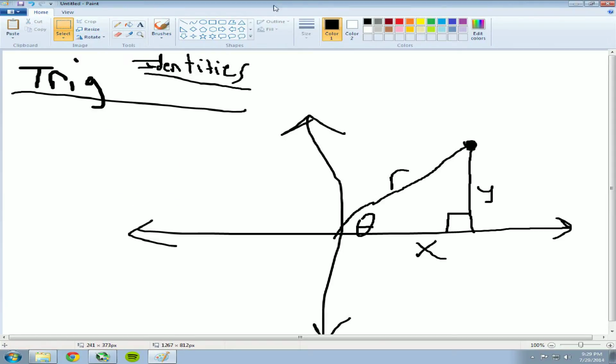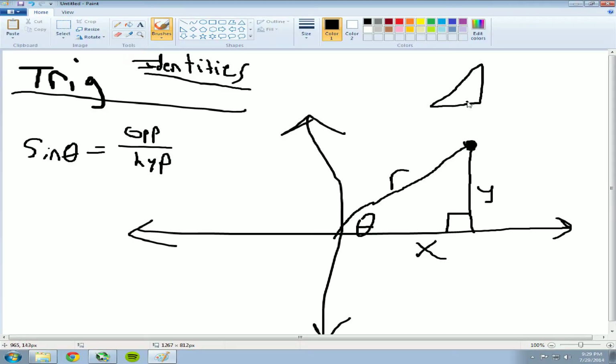So I shall talk about the trig identities. Sine of theta, sine of this angle, is equal to the opposite over the hypotenuse. And remember, in our triangle, if I draw like this, we have theta right here. This is opposite, this is adjacent, this is hypotenuse. So if we look at this graph, we say, okay, sine of theta is equal to y over r.